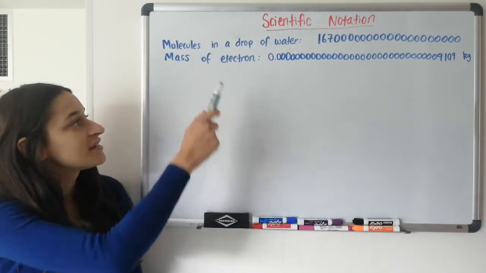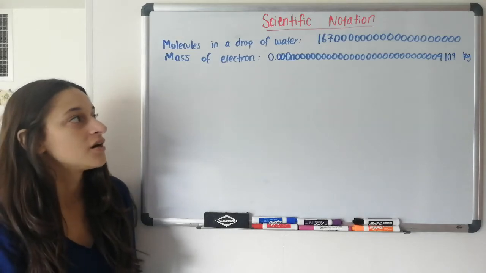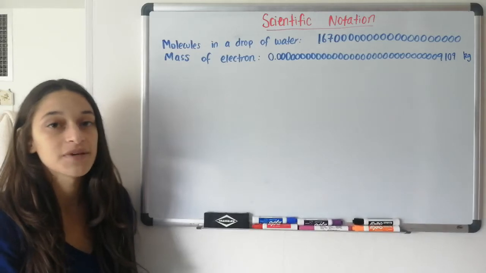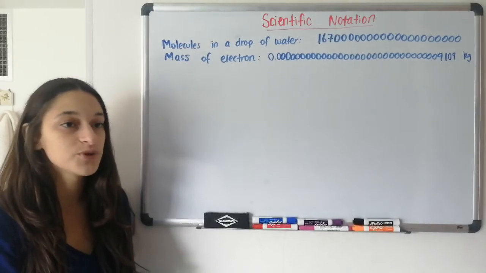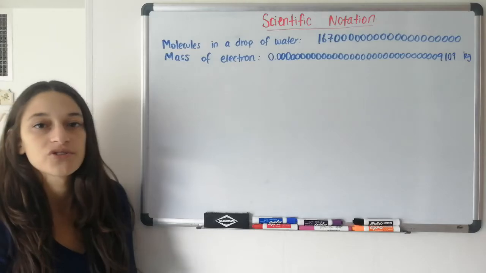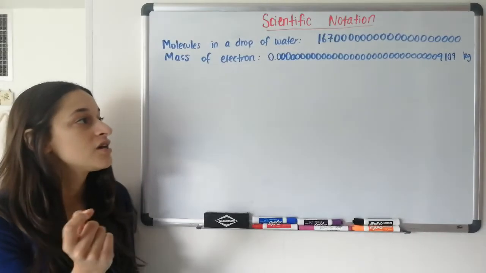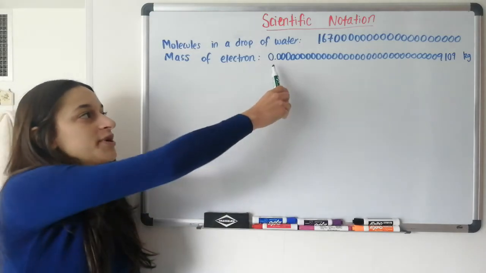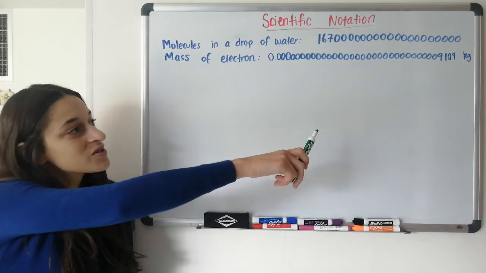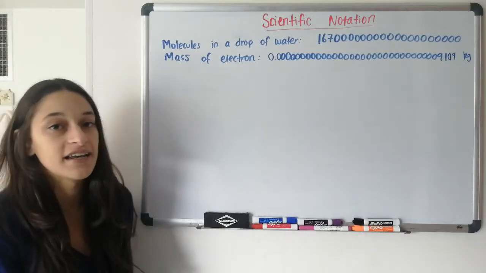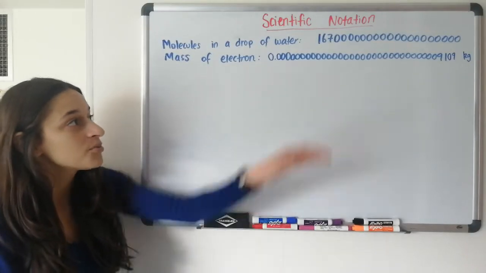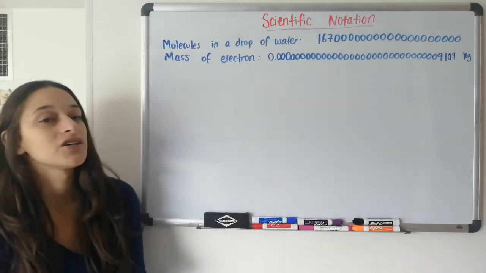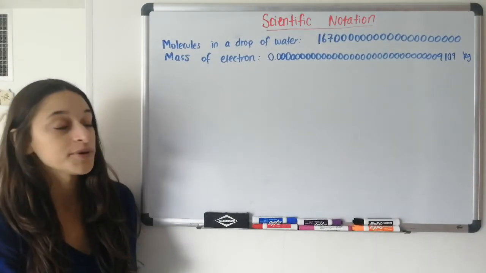And the second one is the mass of an electron in kilograms. So if you can remember from science class, an atom is made of electrons, protons, and neutrons. And electrons are the smallest of these particles. So if you wanted to express their mass in kilograms, you would get 0.000, who knows how many zeros, and then a 9, a 1, a 0, and a 9 kilograms. So the number up here is really, really big. It's a huge number. And the number down here is a very, very tiny number.